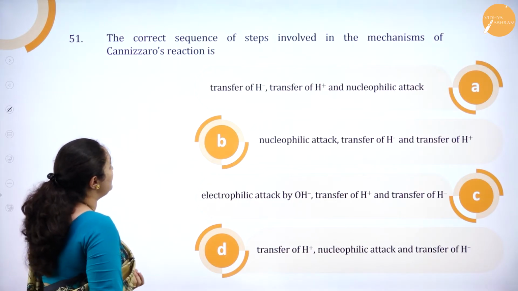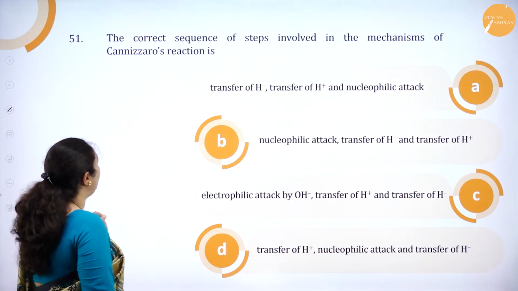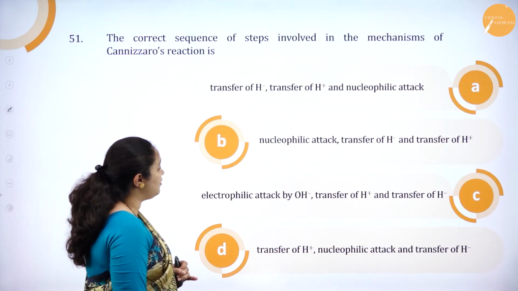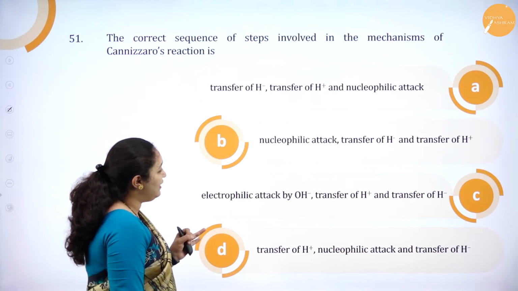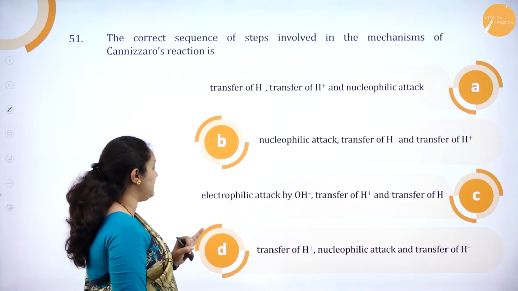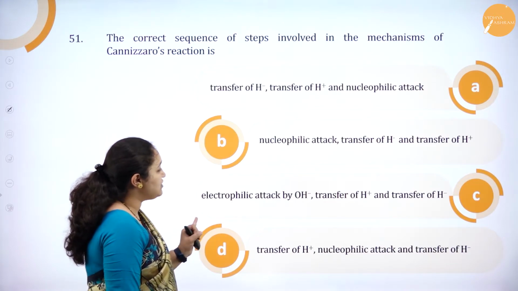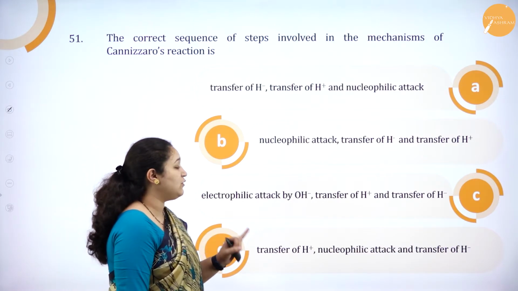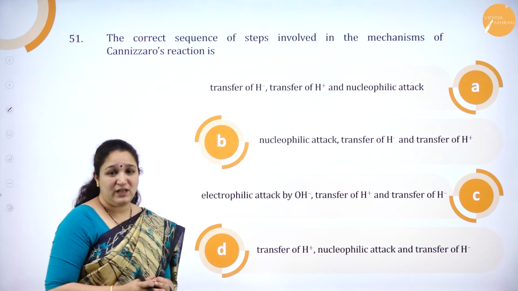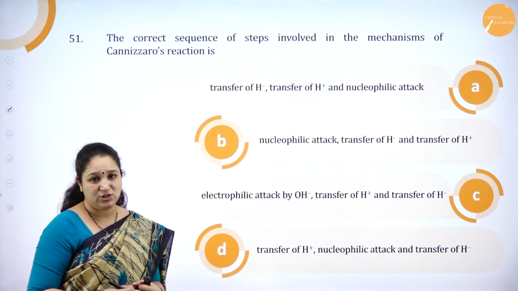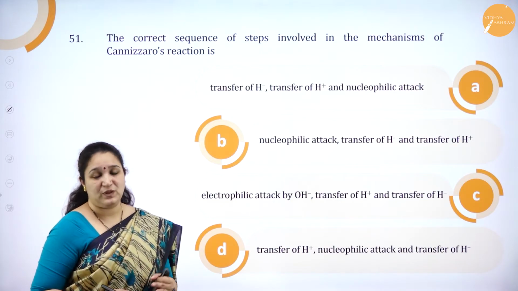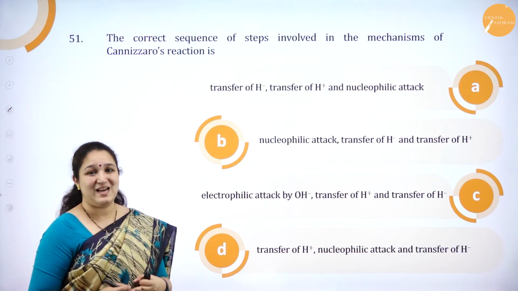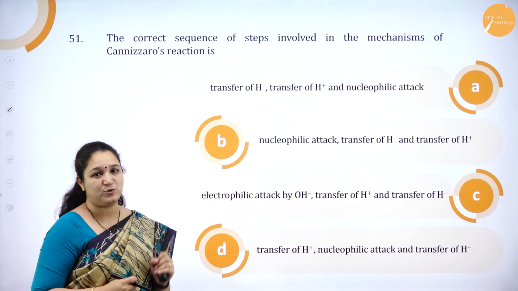51. The correct sequence of steps involved in mechanism of Cannizzaro's reaction is: option A, transfer of H minus, transfer of H plus and nucleophilic attack; nucleophilic attack, transfer of H minus and transfer of H plus; electrophilic attack of OH minus, transfer of H plus, transfer of H minus; transfer of H plus, nucleophilic attack and transfer of H minus. So here what we need to know is the mechanism in Cannizzaro's reaction. What is happening after which? Whether first is nucleophilic attack, then the transfer of H plus and transfer of H minus. What exactly is happening? We have to look into the correct option and tick.